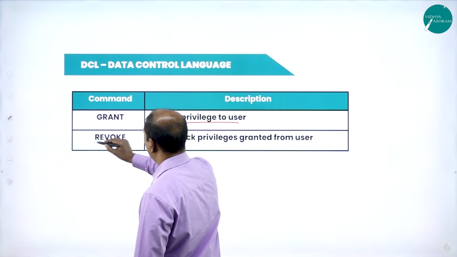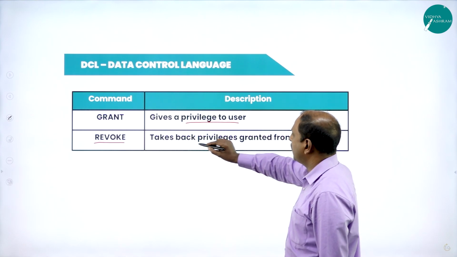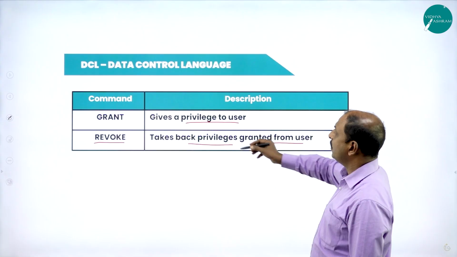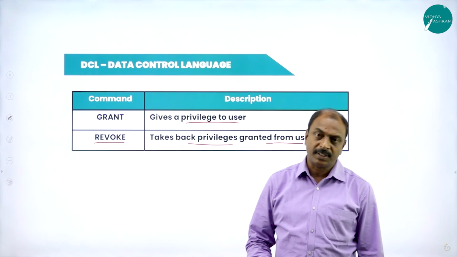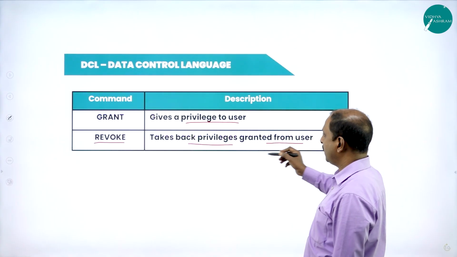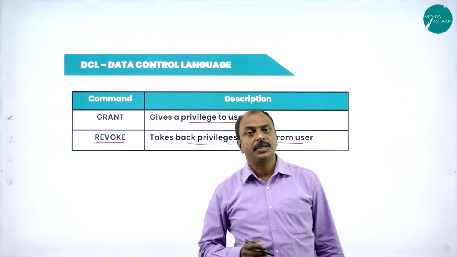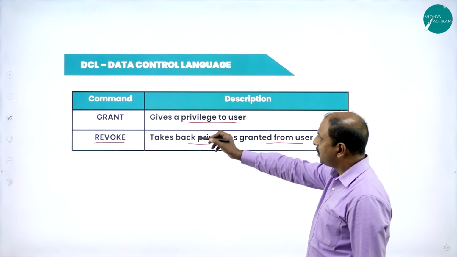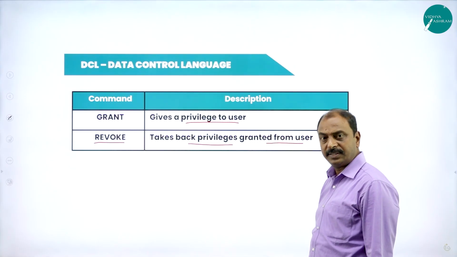And the revoke command. What is the revoke command? It takes back the privileges granted to the user. So any privileges, permissions or restrictions which are given to the user will be taken back. It will be reverted with the help of the revoke command. So these two are DCL commands.